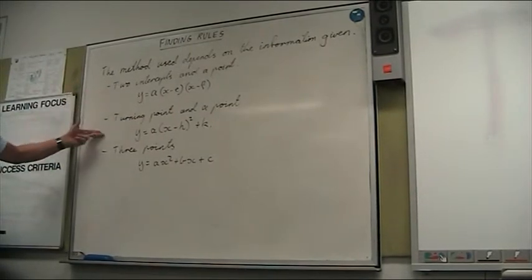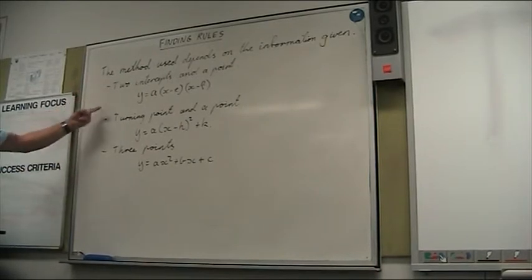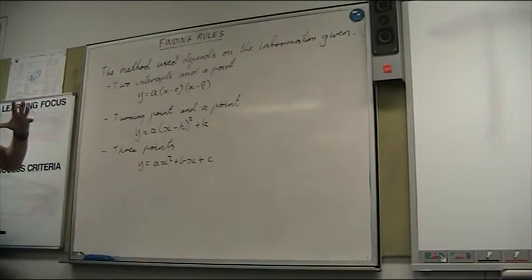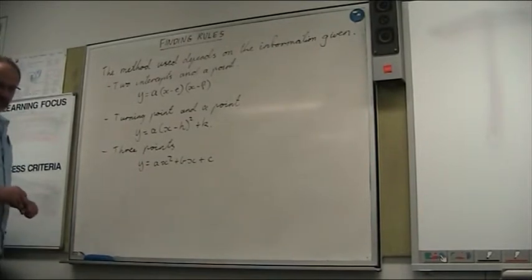Alright, so they're the 3 different things that you could be given. Now you could be given it in form of a graph or just in form of point form. So let's look at some examples, and the first one will be from a graph.